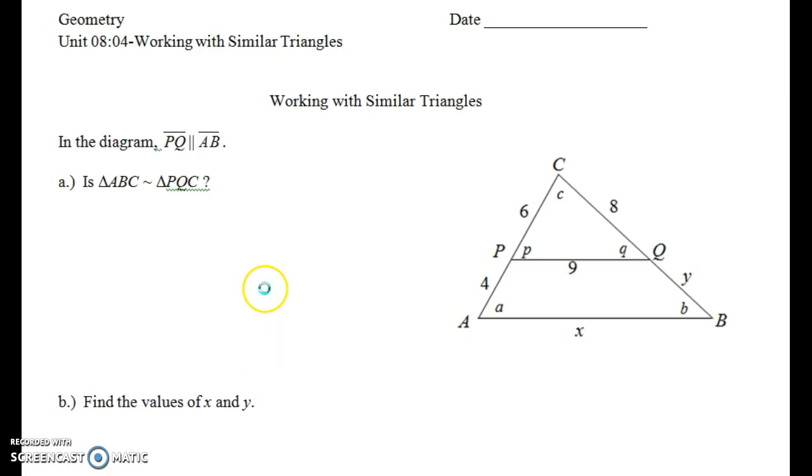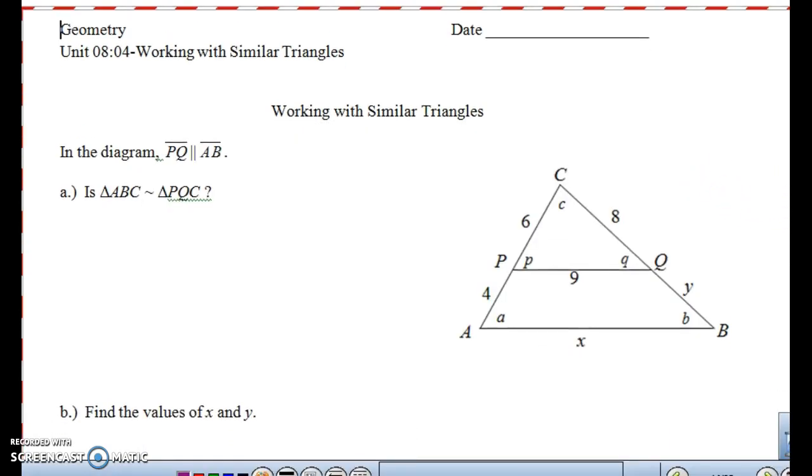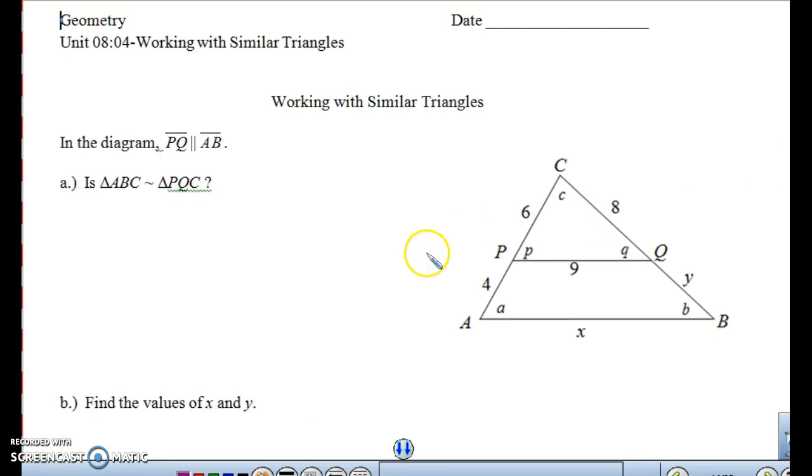This is Geometry Unit 8, Lesson 4, Working with Similar Triangles. What we're going to be looking at is when triangles are similar and the properties that we can use to help us figure out sides and angles of the triangles. So let's try our first example here.